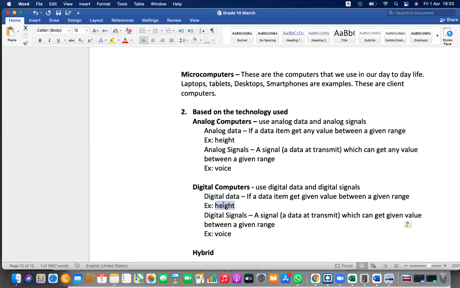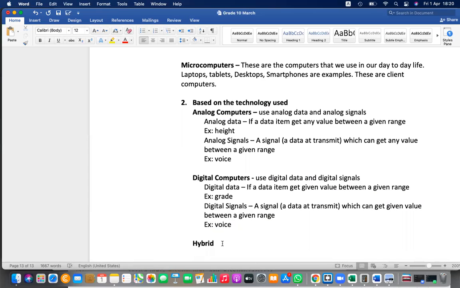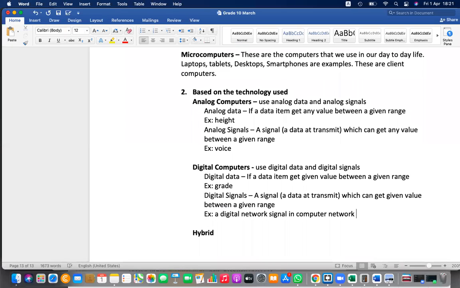So an example for digital data is grade. Your grade can be grade 1, 2, 3, but not 1.5 or 1.25. It can be 1, 2, 3, only given values. This can be a digital network signal in a computer network. Normally in nature, we cannot see digital signals much. Digital data are there, but digital signals we cannot see much.